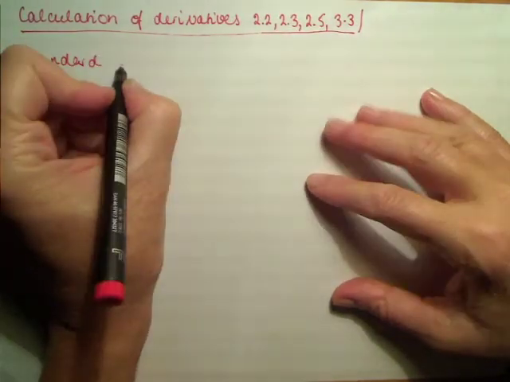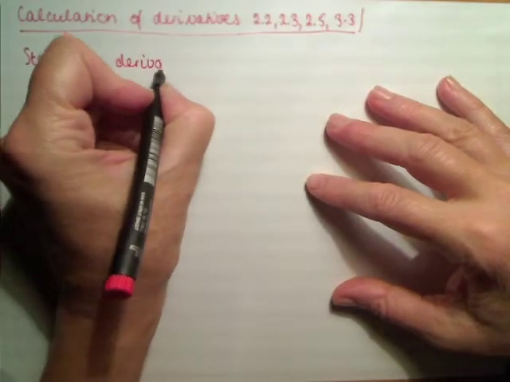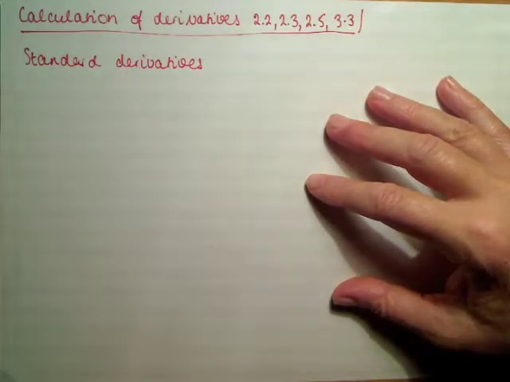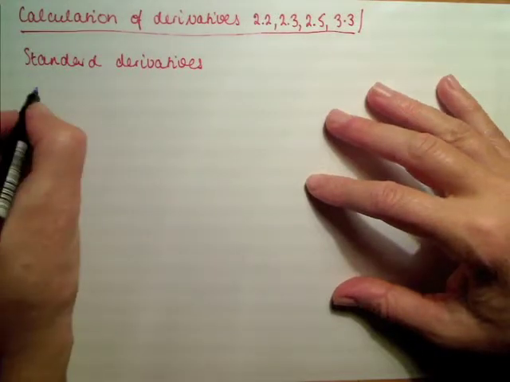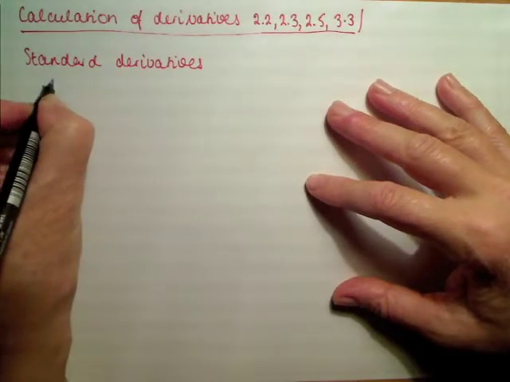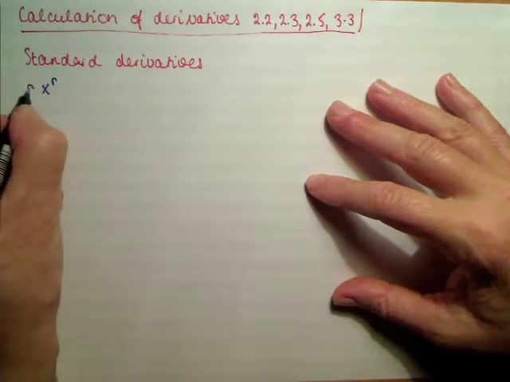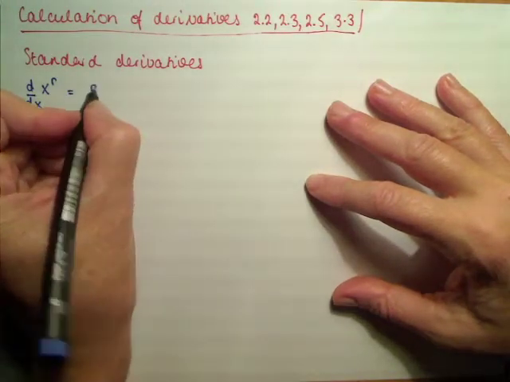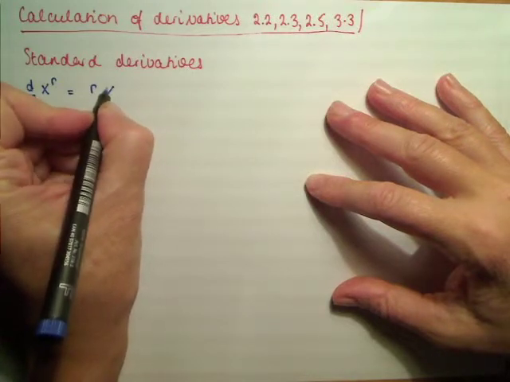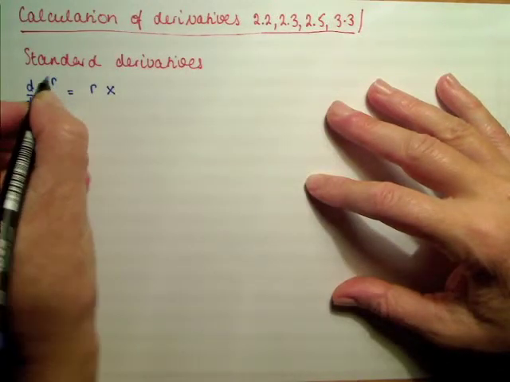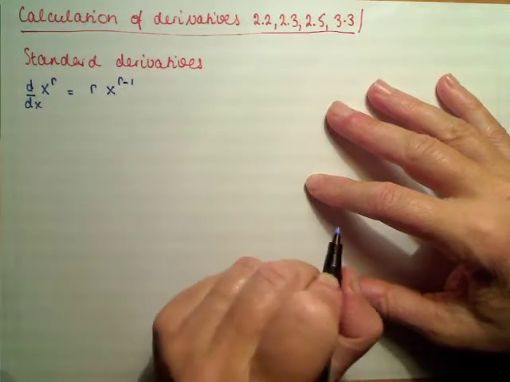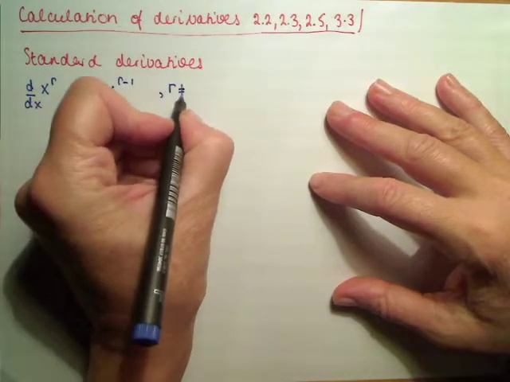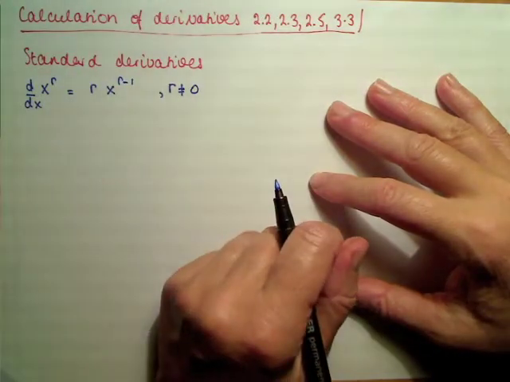And there's a small list of these which you have to know by heart. What is the first? Well, suppose that we look at the function x to the power r and we compute the derivative. What happens? Well, we get r in front and we decrease the power by 1. Okay, so this is this thing. R, the power, cannot be equal to 0.